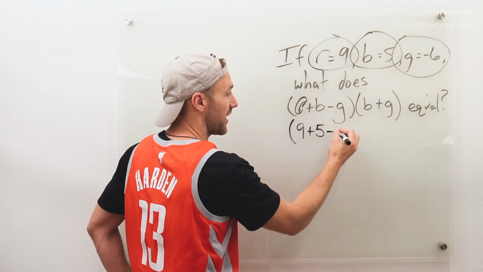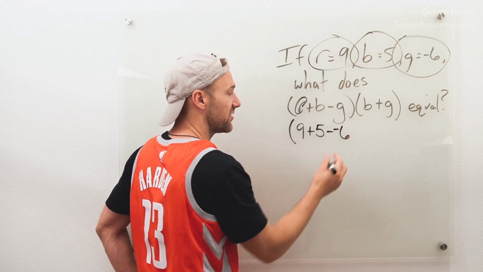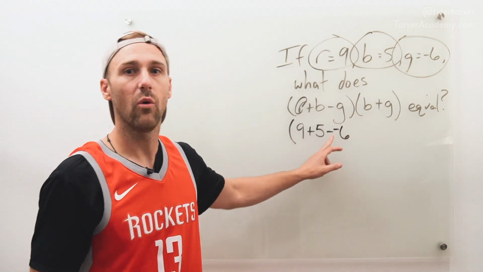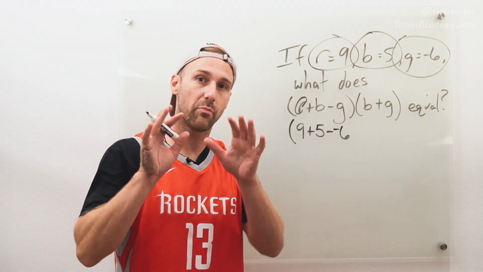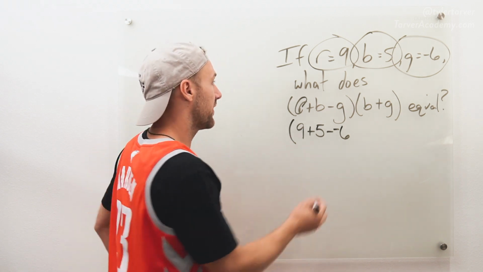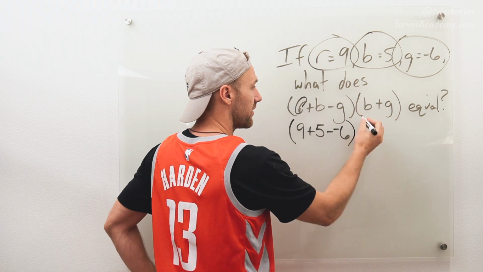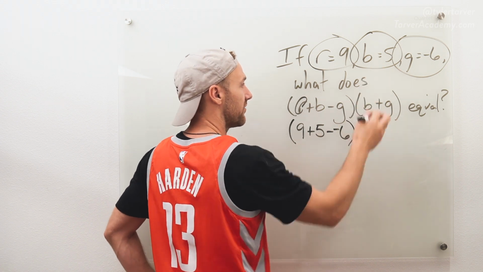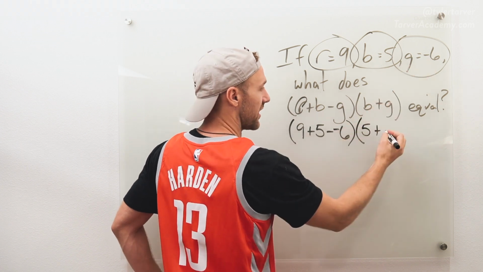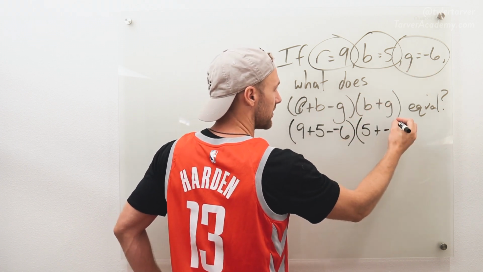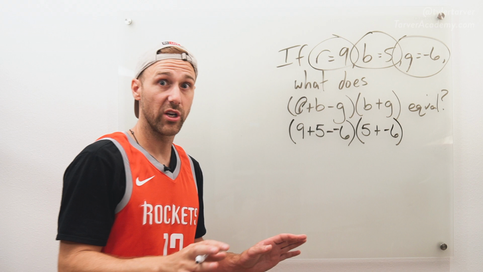This would have been tricky right here. Make sure you put negative 6. Don't look at it and go, oh, we've got the minus sign from here, so I don't have to put that. You have to put it. So don't mess up right there. Close parentheses, new parentheses, B is 5, plus sign, G, which is negative 6. We're good to go.